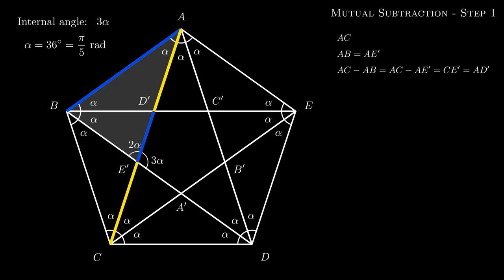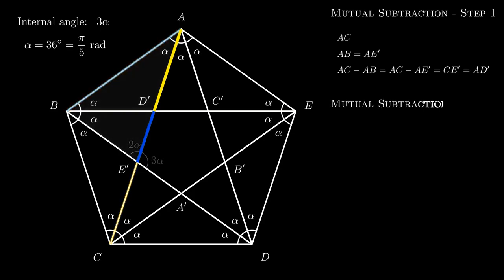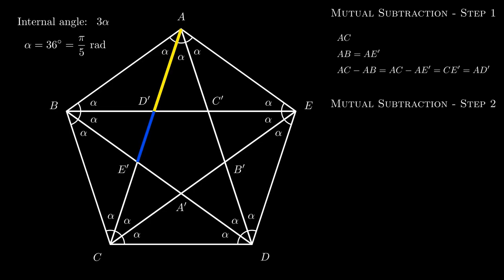This completes the first step of the algorithm and we are left with 3 lengths. Let us take the 2 smallest ones among them and bring them to the next step. The lengths that we take with us are AE' and AD'. Again, we subtract them to obtain D'E', the length shown in blue. Once more, take the 2 smallest lengths, AD' shown in yellow and D'E' shown in blue, and go to the 3rd iteration of the algorithm.